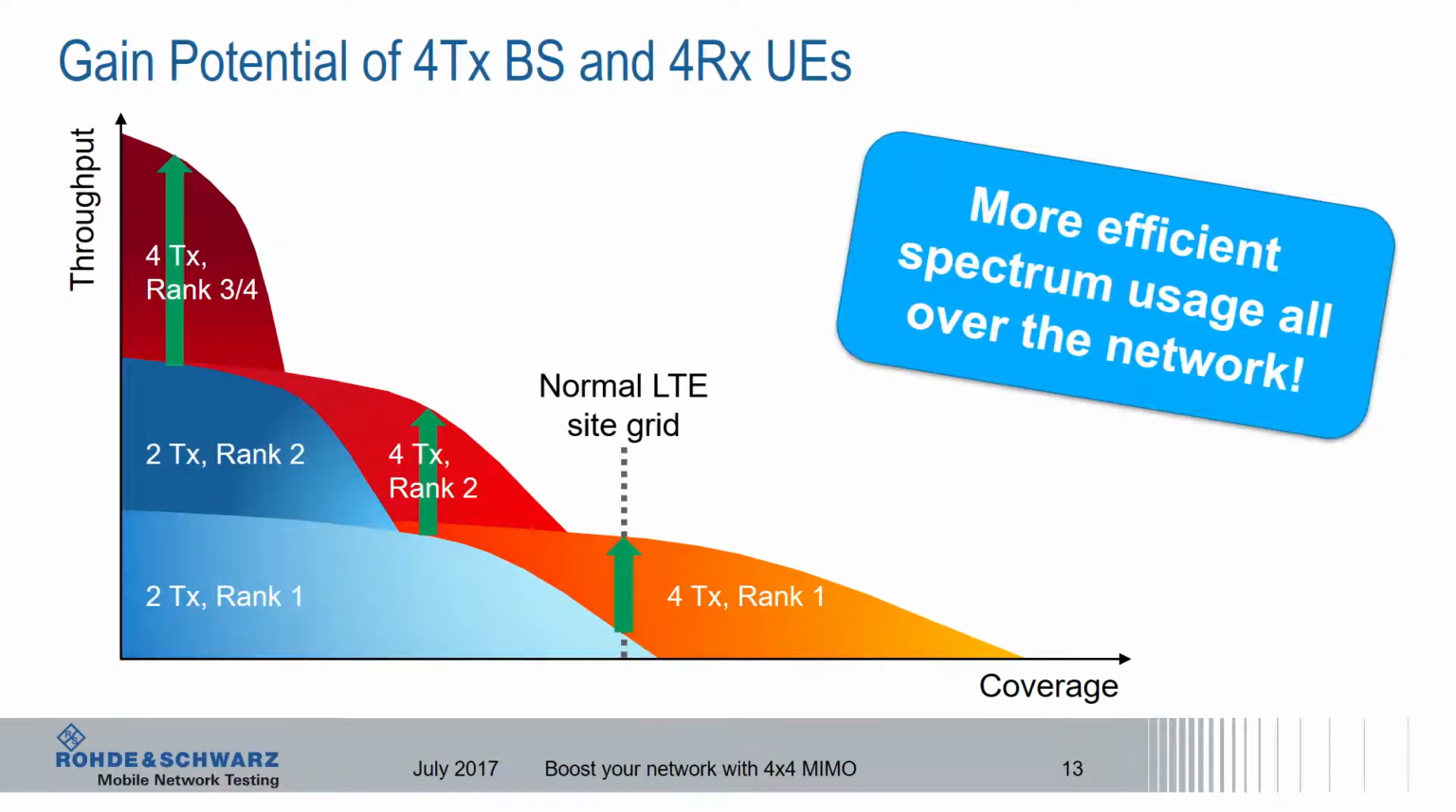In summary, we can say that the air interface resources are more efficiently used here, and this translates into capacity enhancements all over the network, not only close to the base station, but all over the network.